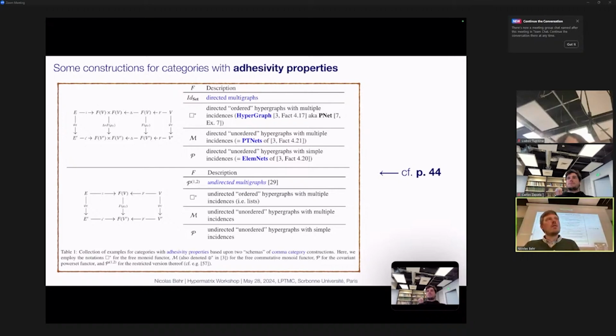Yeah. And you say some constructions give categories with recursive properties. So these are two possible examples. They give different kinds of structures, and that immediately influences what kind of rewriting operations you can perform and expect to have a good compositional property.